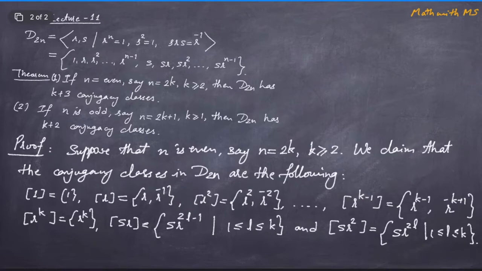So, if we can show that the conjugacy classes are like this, then you can see that there are precisely k plus 3 conjugacy classes, because the powers of r give you precisely k conjugacy classes, then there is the conjugacy class of the identity element, and then the conjugacy classes of sr and sr squared. And the case when n is odd will be similar, and we will leave it as an exercise for the students. So let's prove it. We split the proof into various claims. So let us write claim 1.